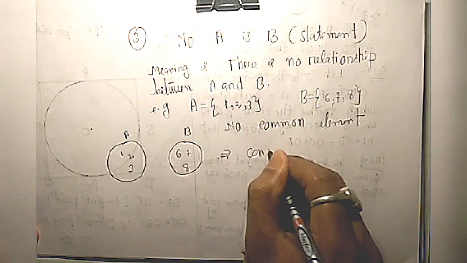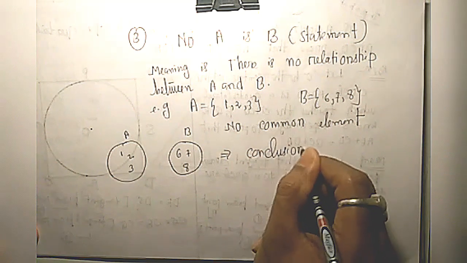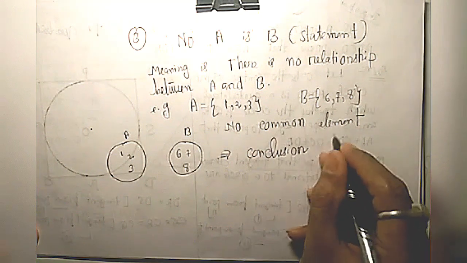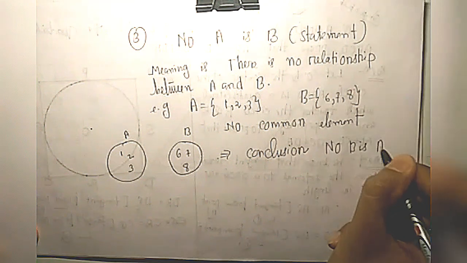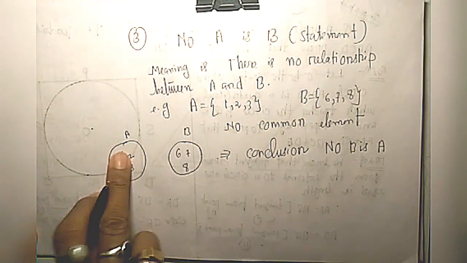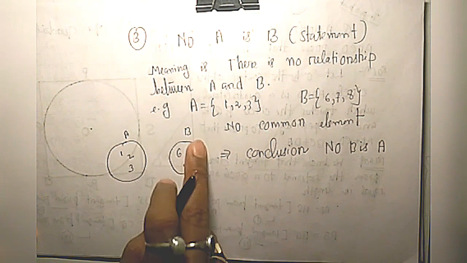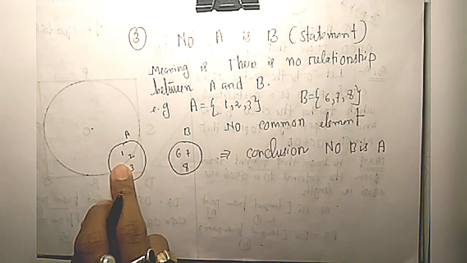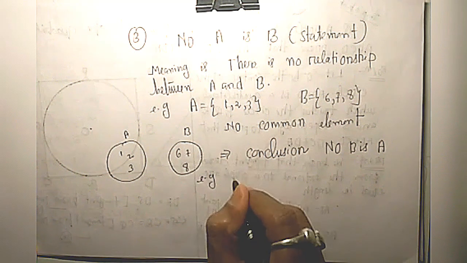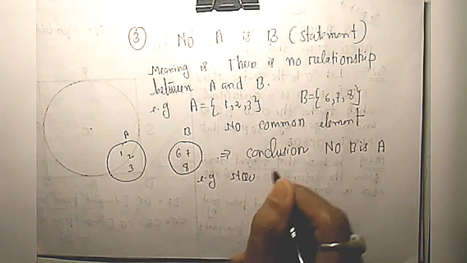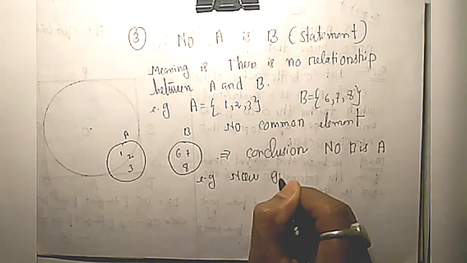So what should be the conclusion? If "no A is B," the conclusion should be "no B is A," because from the diagram only we can clearly conclude there is no common part between A and B. Both the circles are separate. That means if no A is B, the conclusion should be no B is A.